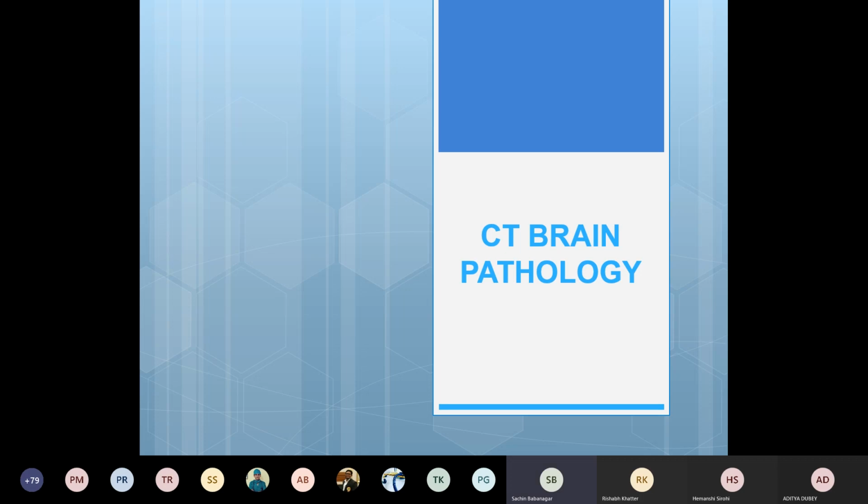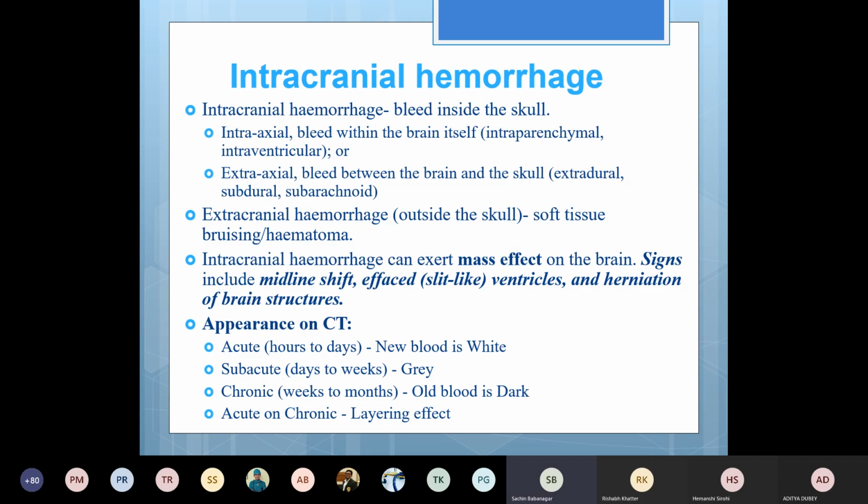Now we'll just see some basic common pathologies. So intracranial hemorrhage is basically hemorrhage inside the skull. You basically classify into intraaxial and extraaxial. Intraaxial is when the bleeding happens within the brain, intraparenchymal or intraventricular. And extraaxial is when it is between the brain parenchyma and the skull, like in the meningeal layers. So you have the dura mater, arachnoid mater, and pia mater. So extradural is outside the dura mater, then subdural is between dura and arachnoid mater, and subarachnoid is underneath the arachnoid mater. So these are the levels where you can have extraaxial bleeding.